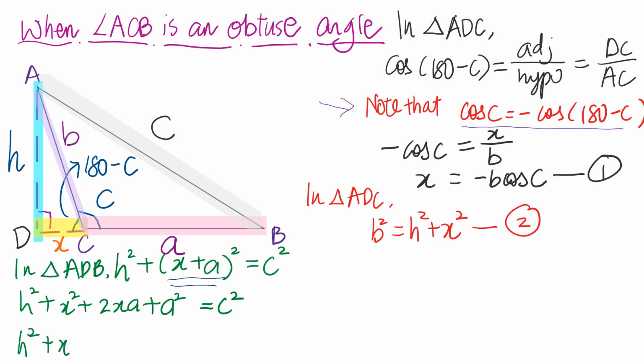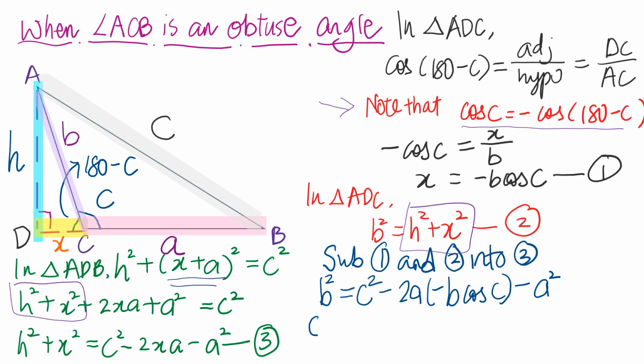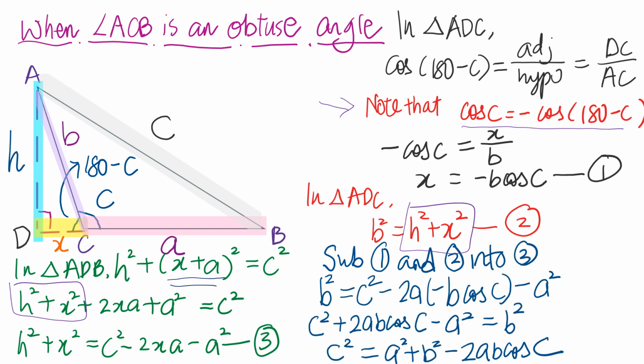Okay, notice something here. Notice that this one and this one, they are the same, right? So you can equate 2 equals to 1, or you substitute 2 into 3. And also substitute your equation 1, because you have an x here and you need to replace your x. So you substitute equation 1, 2 into equation 3, and that's how you also get the cosine rule formula, which is the same as what we derived earlier when the angle ACB is acute. The next slide will be the application part, so please don't miss it.